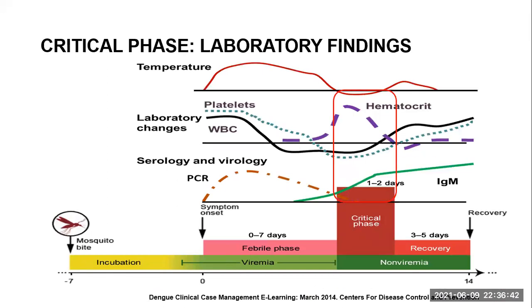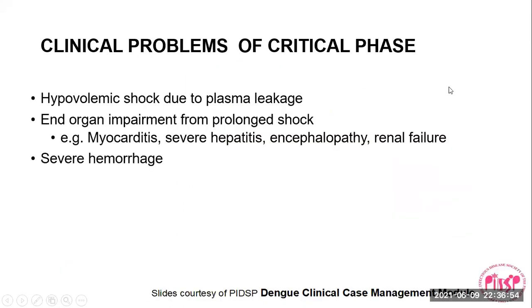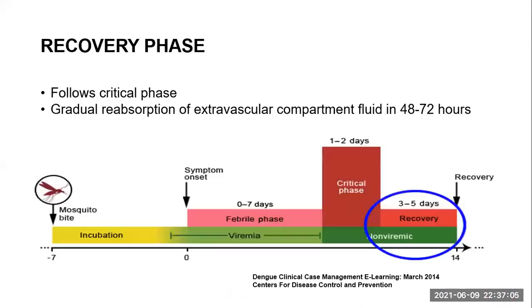Again, decreasing hematocrit, and then near the time that the critical phase ends, the WBC increases followed by the platelet. So what are the clinical problems in the critical phase? There could be hypovolemic shock due to plasma leakage, and there could be end organ impairment from the prolonged shock, and there could also be severe hemorrhage.